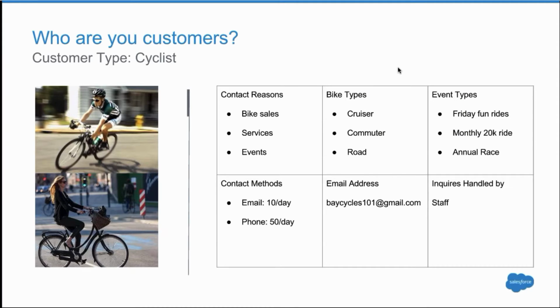So I've asked my team the previous 5 questions, and I've discovered some really good information. Cyclists contact us for 3 main reasons: bike sales, service, and events. Next, the bike types we get questions about are cruisers, commuters, and road bikes. Then the events we host are Friday fun rides, monthly 10K rides, and annual races. I also found out that these customers contact our shop mostly by email and phone, and it's the shop staff who handles most of these questions.